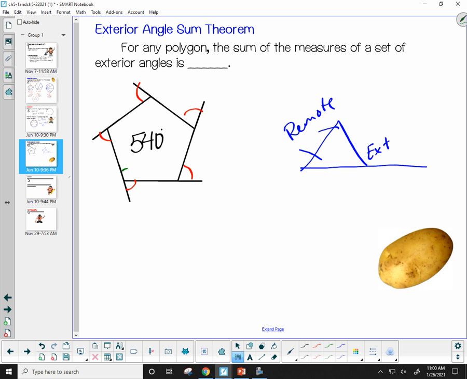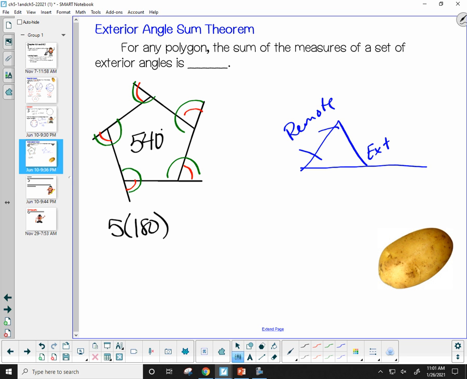What do you notice about an interior angle and an exterior angle together? They make a line, right? They're linear pairs, so it's 180 degrees. Okay, so in this pentagon here, how many linear pairs do I have? 5, right? Because I have 5 vertices, 5 sides. So if I think about all my linear pairs, I have 5 times 180 degrees. But the problem is those linear pairs include all those interior angles. Now I just want to talk about my exterior angles.